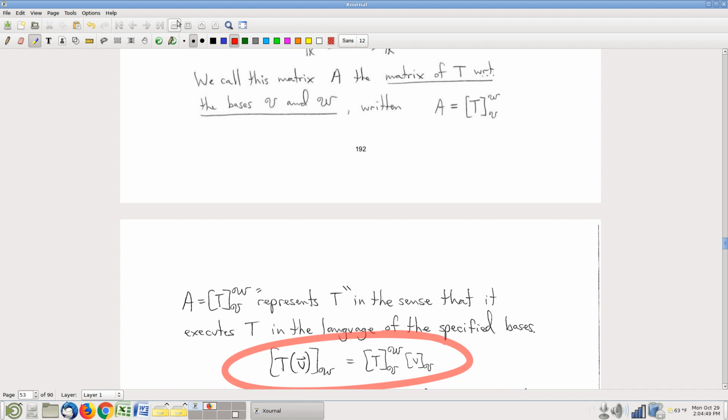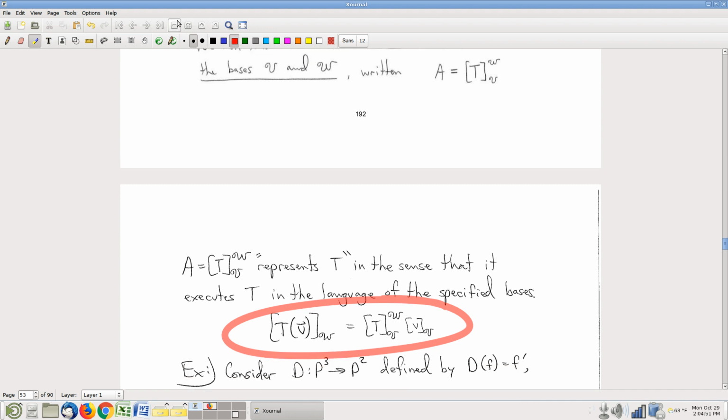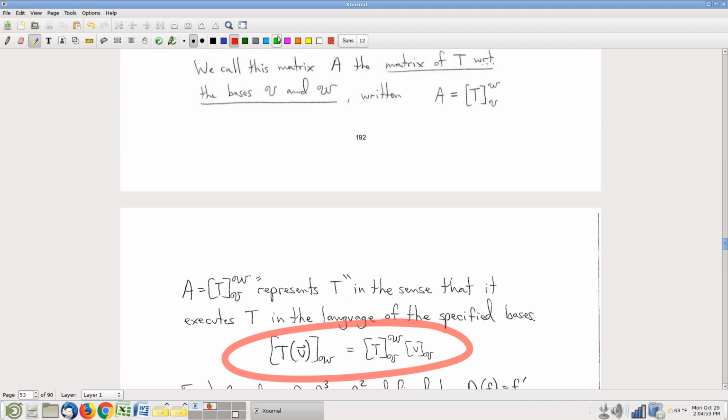So this won't all fit on the page at the same time, but let me just go through one step at a time. Let's talk about the left-hand side here. The left-hand side of this equation says, all right, I'm going to take a vector v. I'm going to apply the linear transformation T to it. Whatever the result is, I want its coordinates with respect to W. So take a vector v, apply the linear transformation, and then write the coordinates with respect to W.